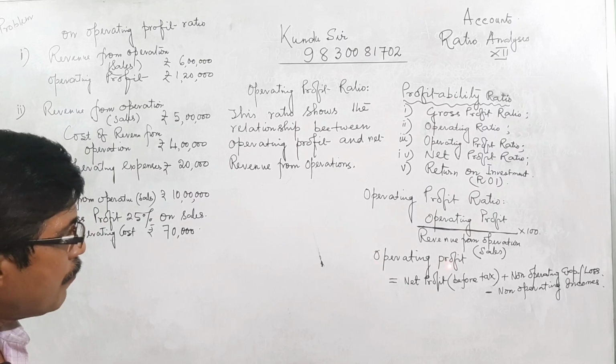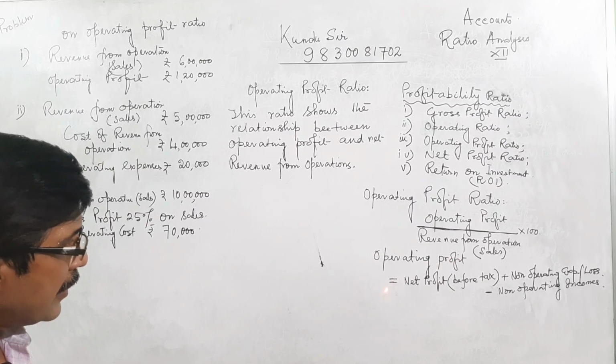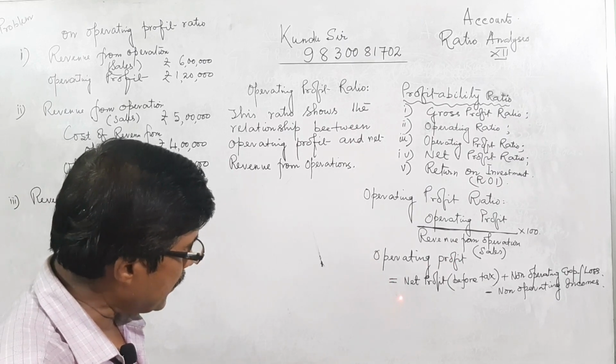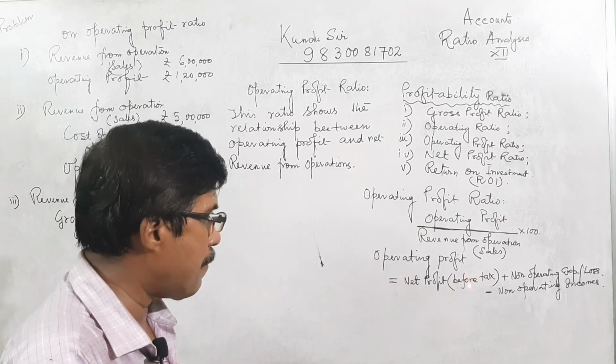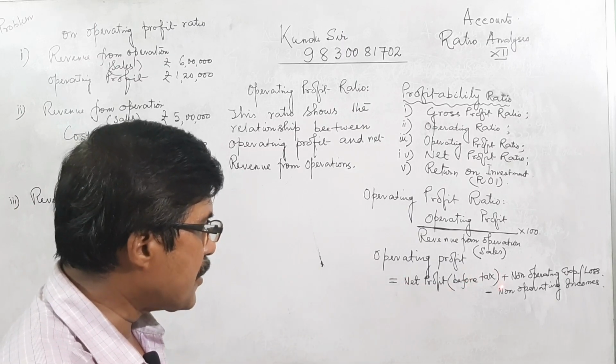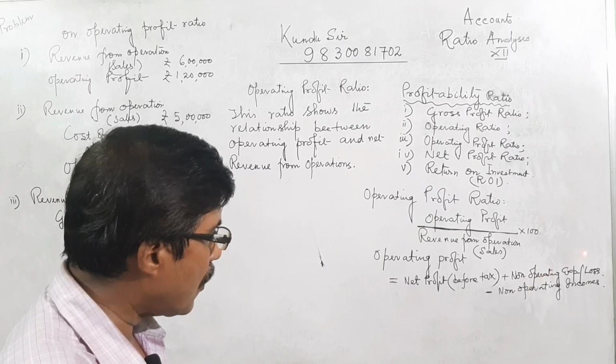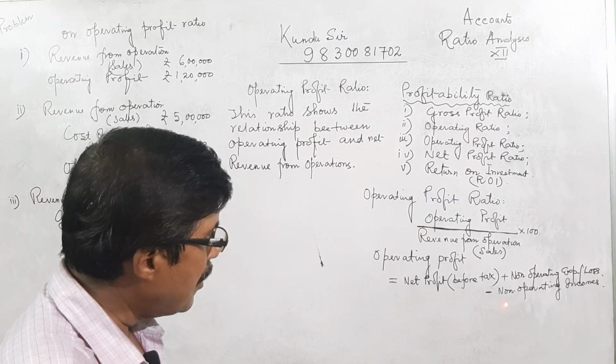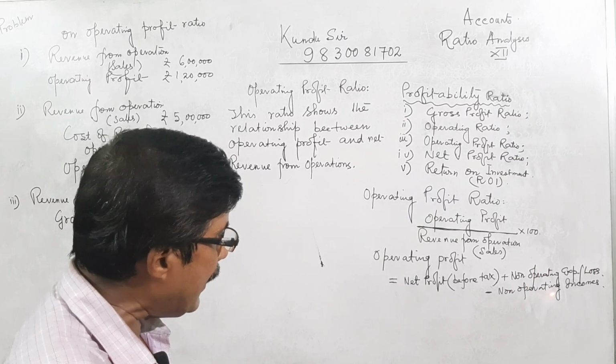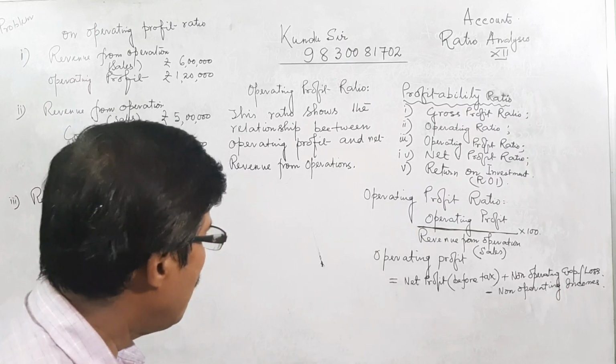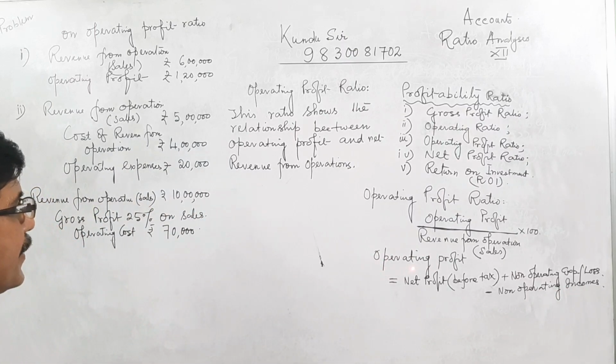Now what is operating profit? Net profit, that is net profit before tax plus non-operating expenses or loss minus non-operating income may be termed as operating profit.